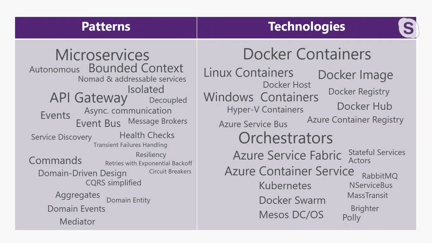Here, as you can see, we have many technologies and many patterns. If you want to use microservices, we have even more patterns, like bounded context, that we know from before. We use it like domain-driven design, CQRS, domain events, and mediator. We have many patterns that we can still use with microservices. And we have many technologies. Today, we will present Docker containers, for example, and we'll talk a little bit about orchestrators.